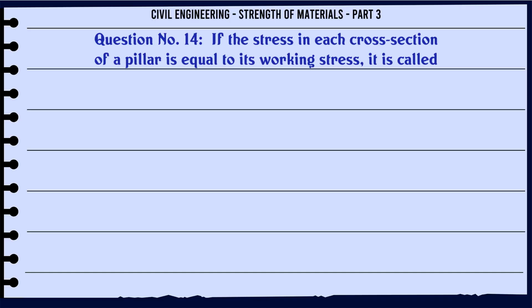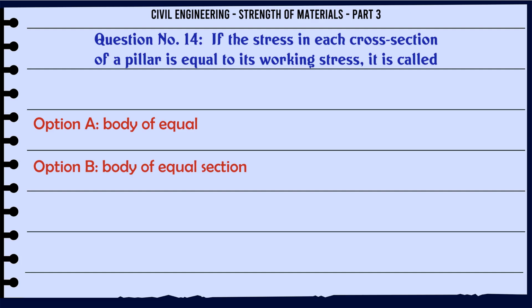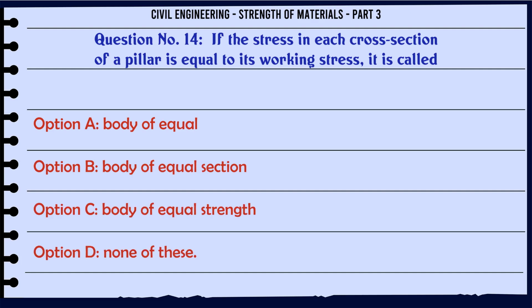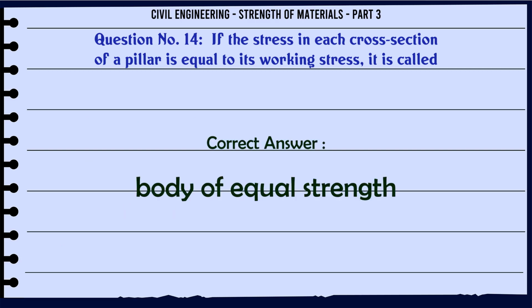If the stress in each cross-section of a pillar is equal to its working stress, it is called A) body of equal resistance, B) body of equal section, C) body of equal strength, D) none of these. The correct answer is body of equal strength.